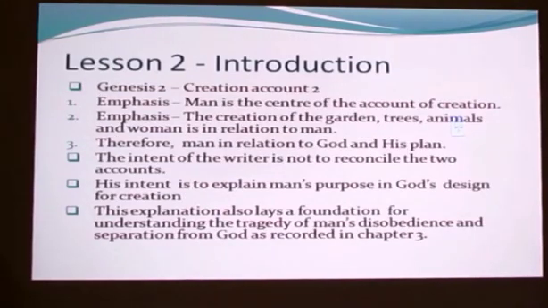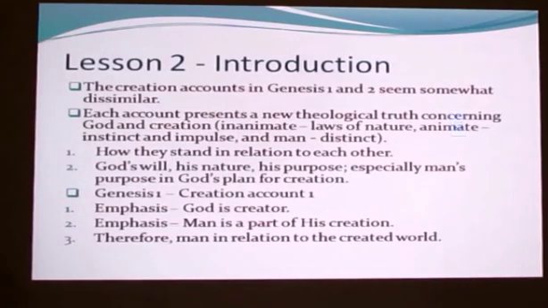Then you have the second creation account. In this one, the emphasis changes because man is the center of the account of creation. Here also we see an emphasis on the creation of a garden, trees, animals, and woman who stands in relationship to man again. In this case, we talk about man and woman. Okay? Therefore, in the second account, it's man in relation to God and his plan, as opposed to one, man in relation to the created world.